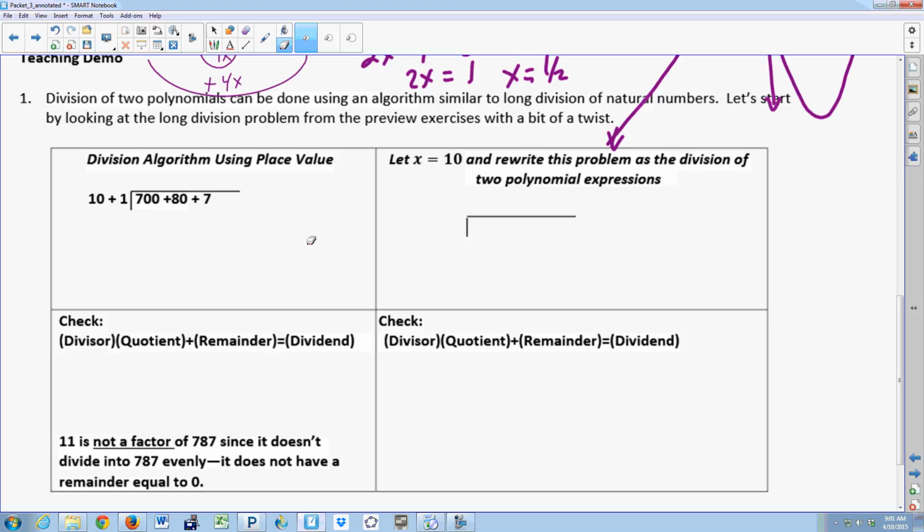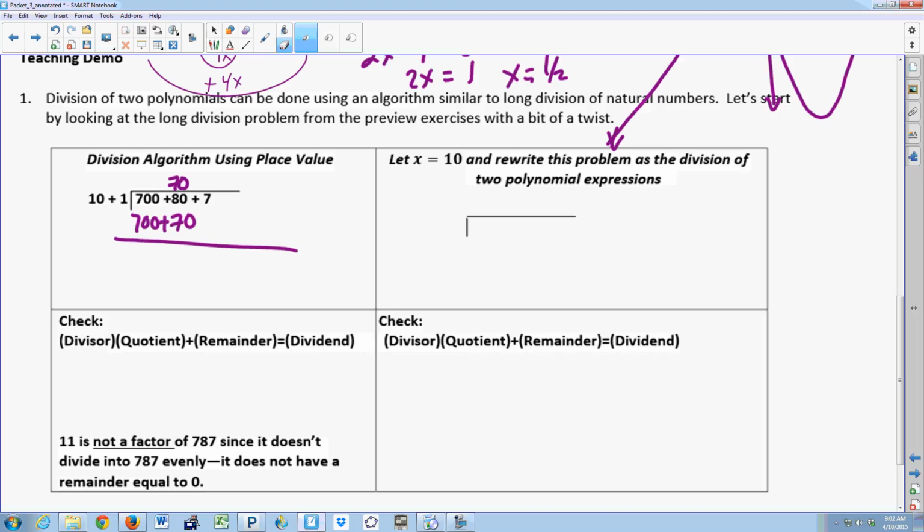And so where do we put the 70? We put it right above its like place. So I'm going to move in one spot and put 70 there. Now I take the 70 and I multiply it by each of the terms, each of the place values here in my divisor. So I get 70 times 10 is 700, and 70 times 1 is 70. Is everybody with me so far?